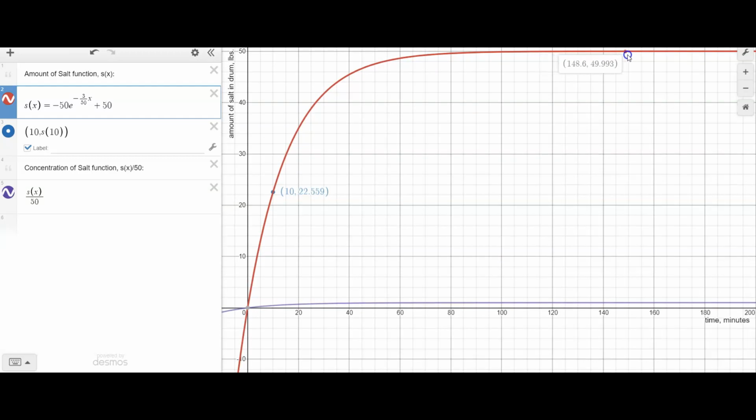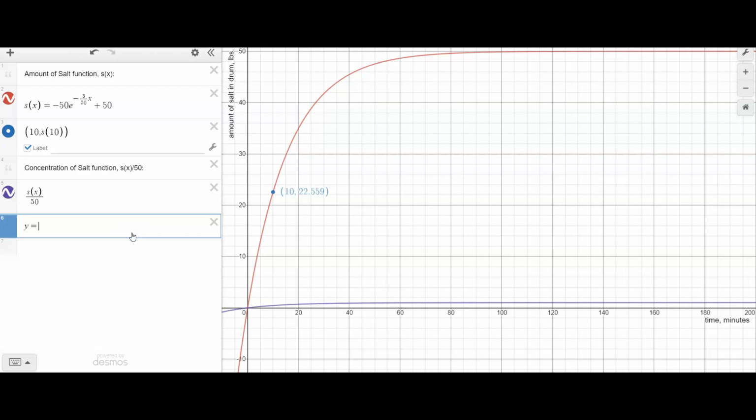So I'm reaching about 50 pounds. And 50 pounds in 50 gallons is about 1 pound per gallon. You can see here that we've reached a concentration of about 1 pound per gallon. So it appears that the concentration inside the tank actually reaches the concentration of salt being added to the tank, which kind of makes sense. The concentration inside the tank can never exceed the concentration of salt that you're putting inside the tank.